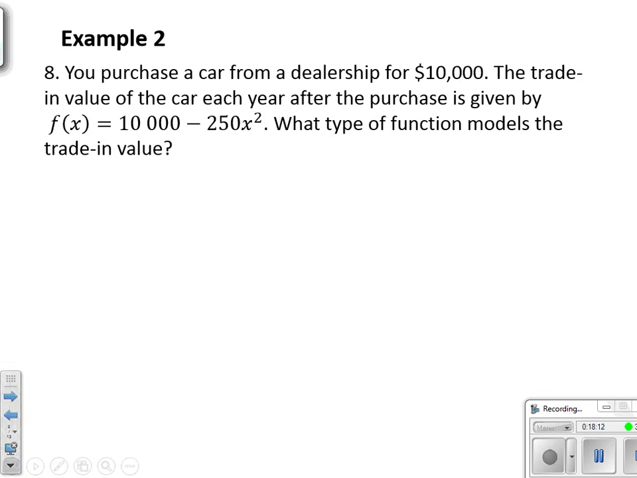Example 8: you purchase a car from a dealership for $10,000. The trade-in value of the car each year after the purchase is given by f of x equals 10,000 minus 250x squared. What type of function models the trade-in value? Well, hopefully we'd be able to answer this immediately and see that x squared and know that it's quadratic. But let's just take a look.